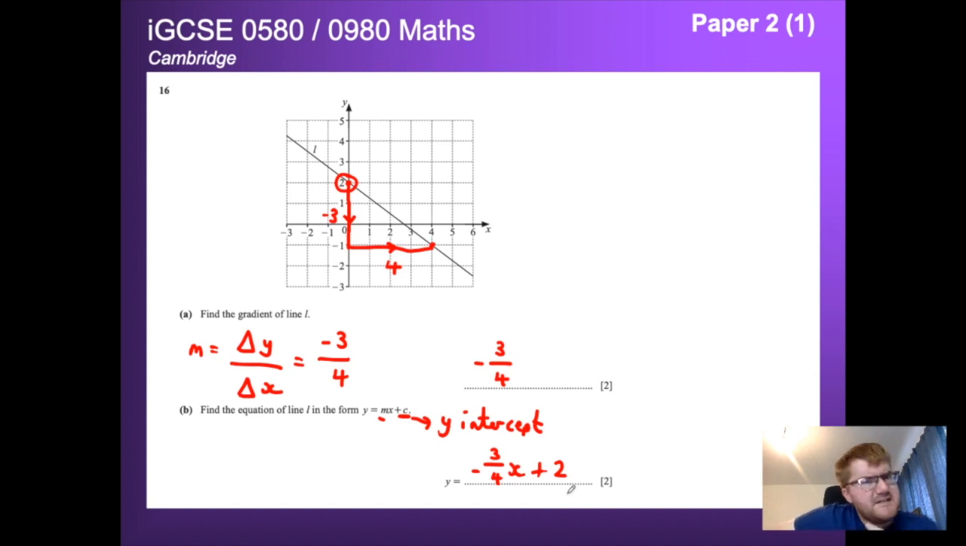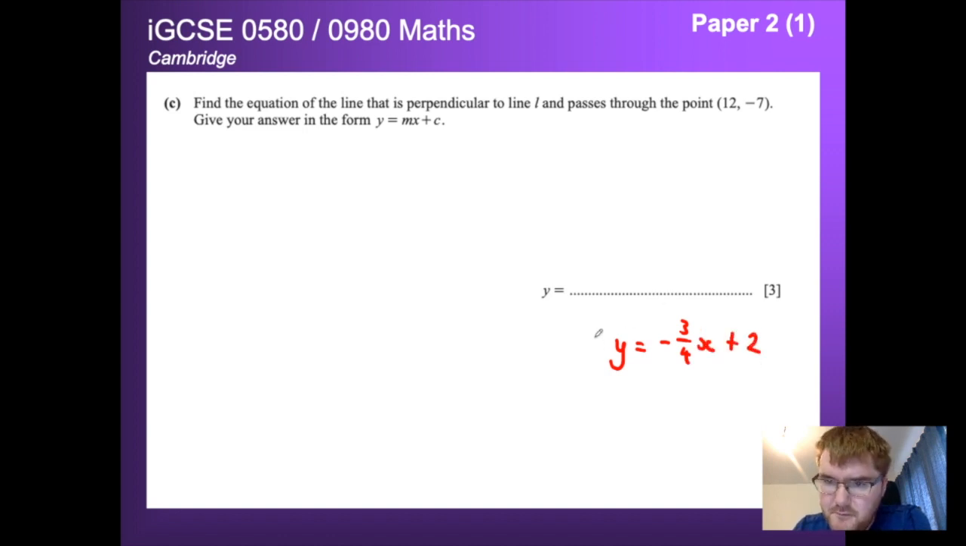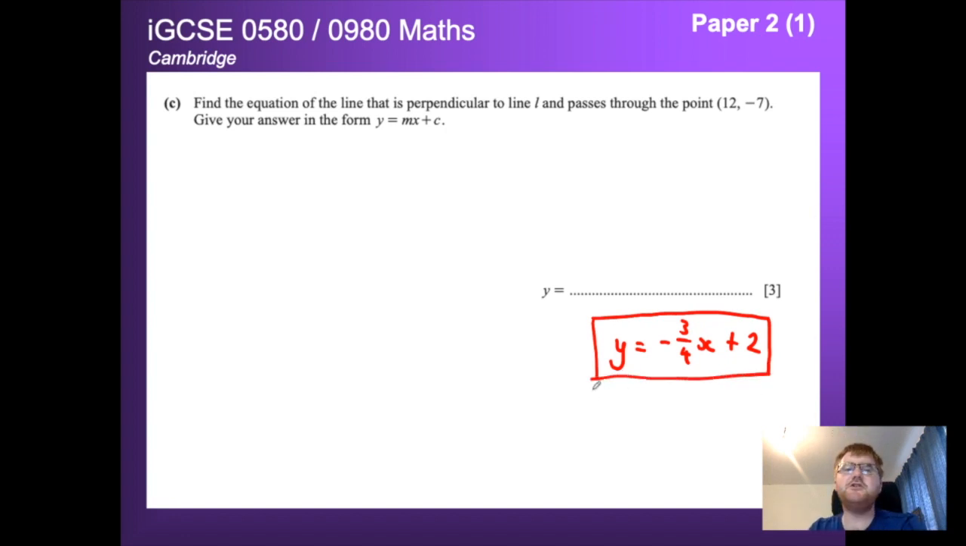I'm quite surprised they give you 2 marks for that, but you still need the appreciation of what you worked out in part A. Now, I'm going to write that down here, so y equals minus 3/4 x plus 2, because I'm going to need that for the next part of the question. So now we need to work out the equation of the line that's perpendicular, it's a very important word, at a right angle, to line L and passes through the point (12, -7).